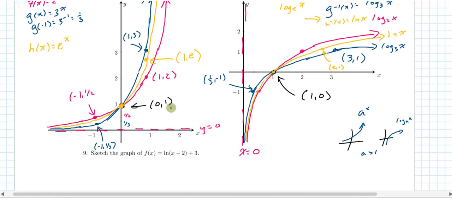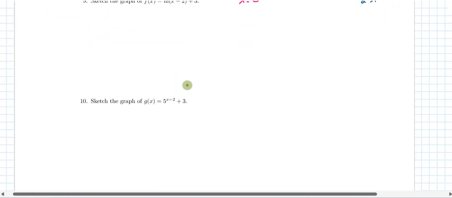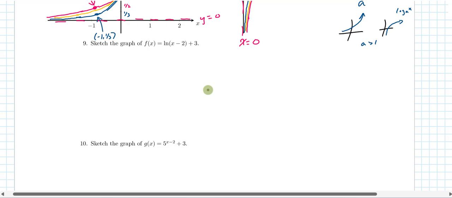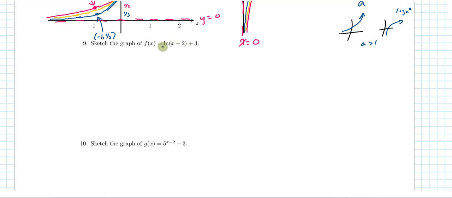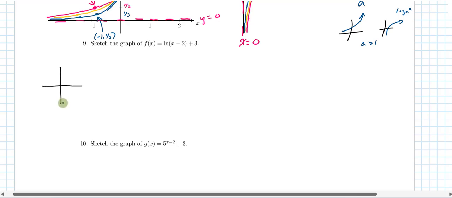Okay, the last thing I want to do, folks, is introduce this topic of transformations of our log functions. So I'm asking you in this problem to sketch the graph of natural log of x minus 2 plus 3. Well, this requires me to have a basic understanding of my natural log graph, but there it is. There's the graph of natural log of x.